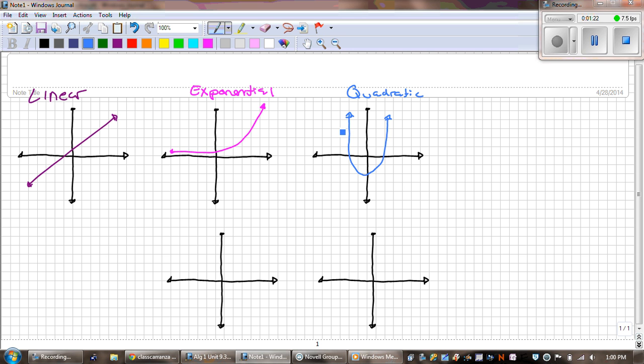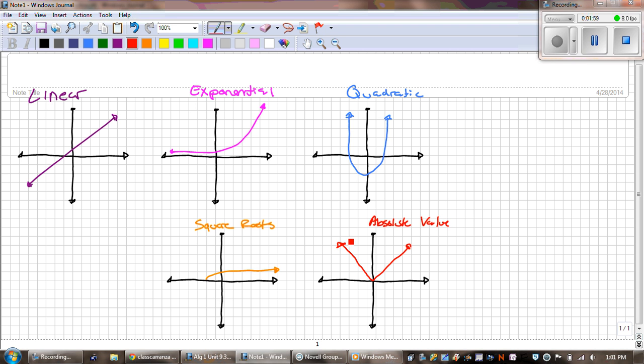Now, before we're done, we're going to add two more graphs. Not today, but soon, we are going to be talking about a graph that looks like that, and that is a graph about square roots. And the last one that we're going to talk about is absolute value. And an absolute value graph looks like that. So, 5 graphs total.